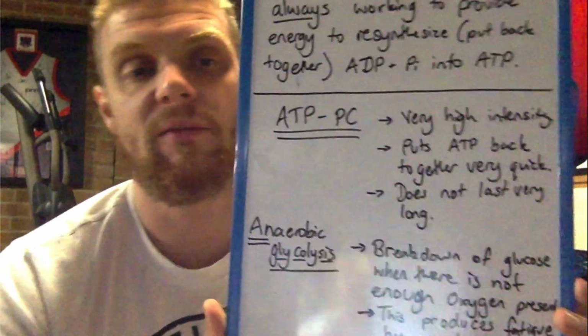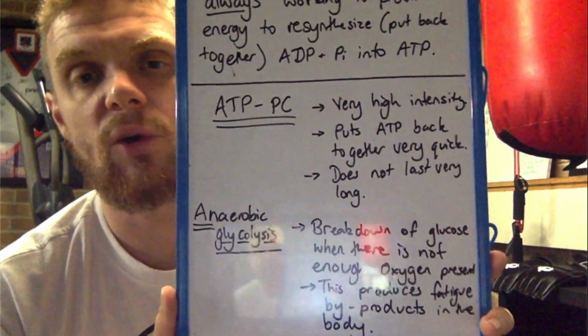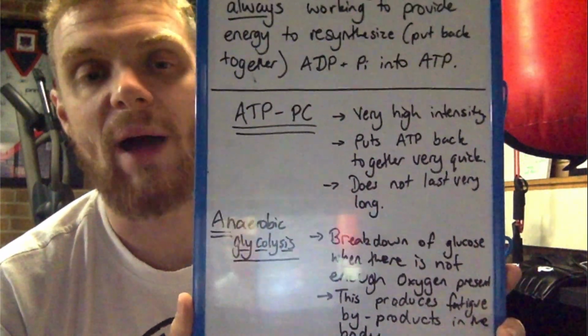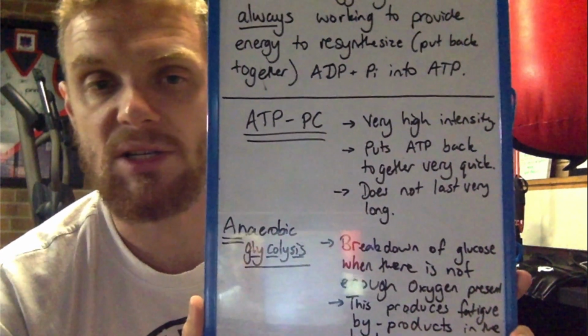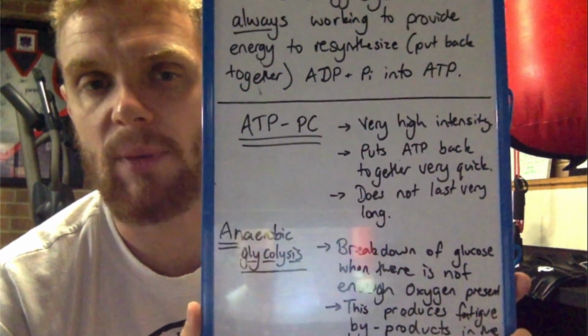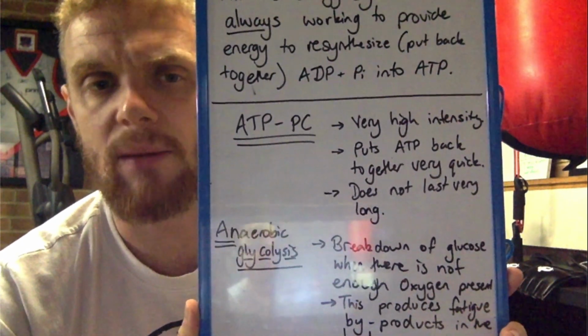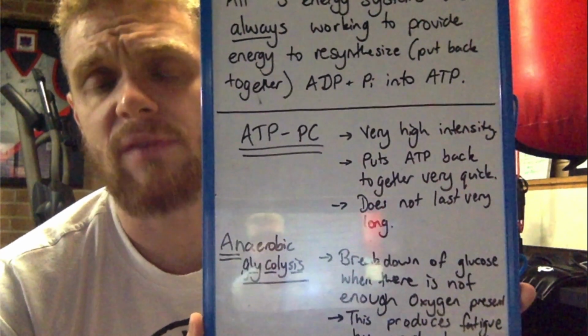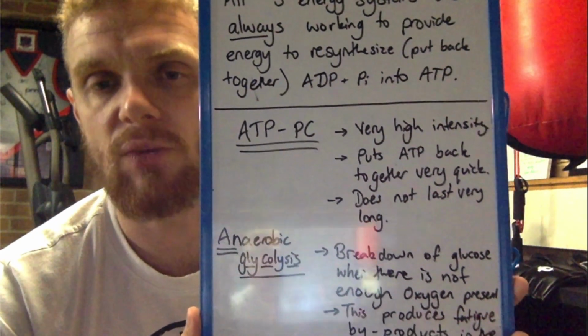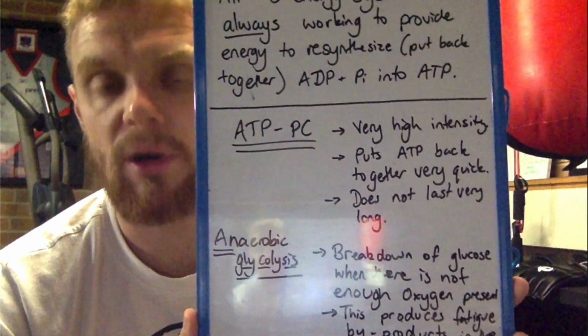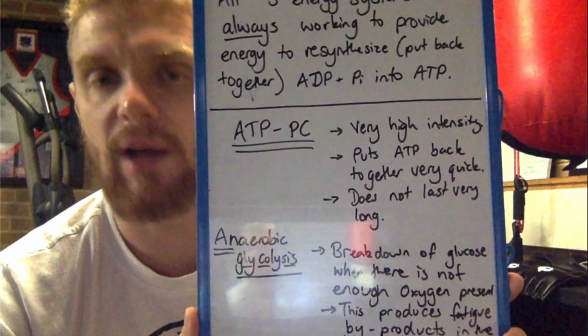The next part of the notes is to create a very quick reference for yourself about the three main energy systems. So the first one, ATP-PC. The PC stands for phosphate creatine. I'll talk to you about that in a moment. This one here is for very high intensities, in which it will be dominant for the majority of the very high intensity, the 100-meter sprint.